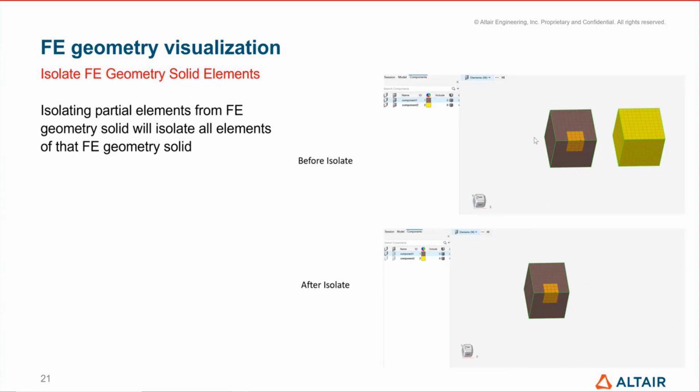As with surfaces and lines, any selection of partial elements and then doing an isolate will bring the complete isolation of the solid. Here it was a solid, so that's the reason you see this full FE solid is isolated, and the other solid is hidden.